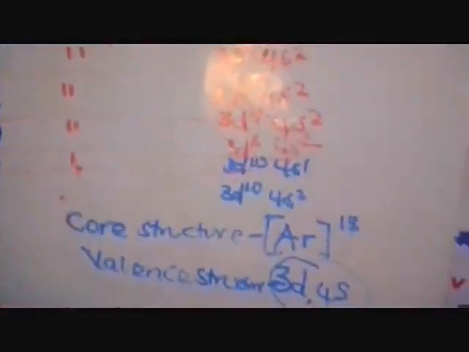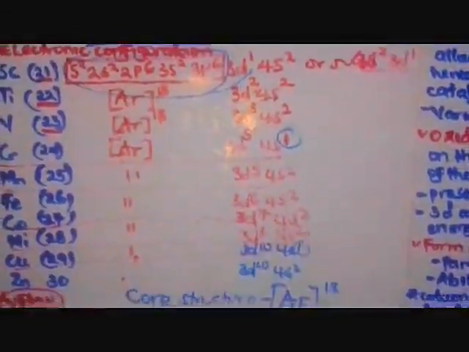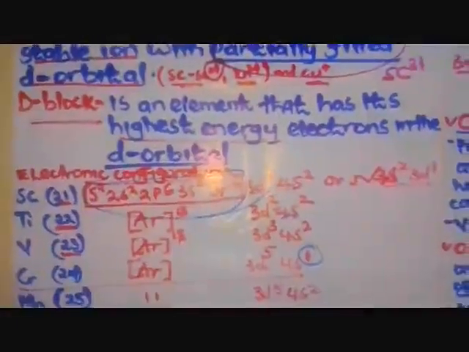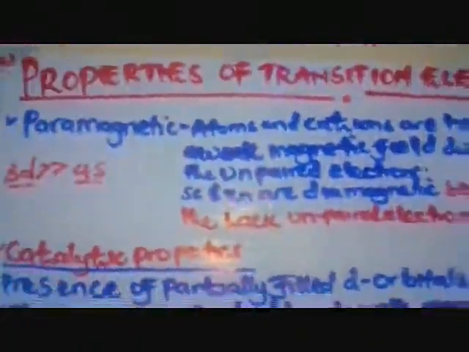Now members, from there, I'm assuming you have looked at the configuration which you are writing. Don't forget this, it is only copper having power 1 at S. The rest have 4S power 2. Then don't forget that it is a transitional element if it has a partially filled d orbital, meaning less than 10 electrons. Then you are d block because your highest energy level is the d orbital.